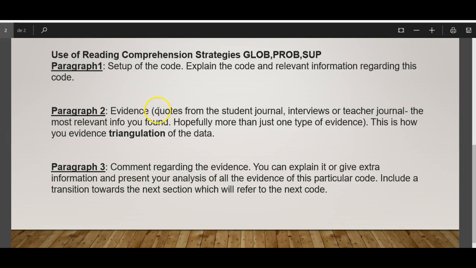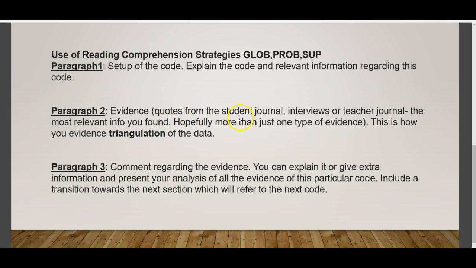That is the part where we have the triangulation and the initial purpose of this video. These are quotes from the student journal, interviews, or teacher journal, the most relevant information that you found, hopefully more than just one type of evidence. This is how you evidence triangulation of the data. So I'm going to show you in Simone's example in a minute.